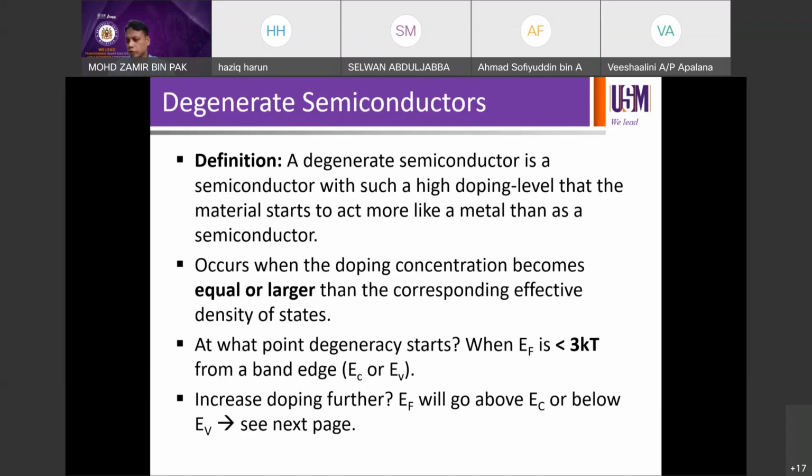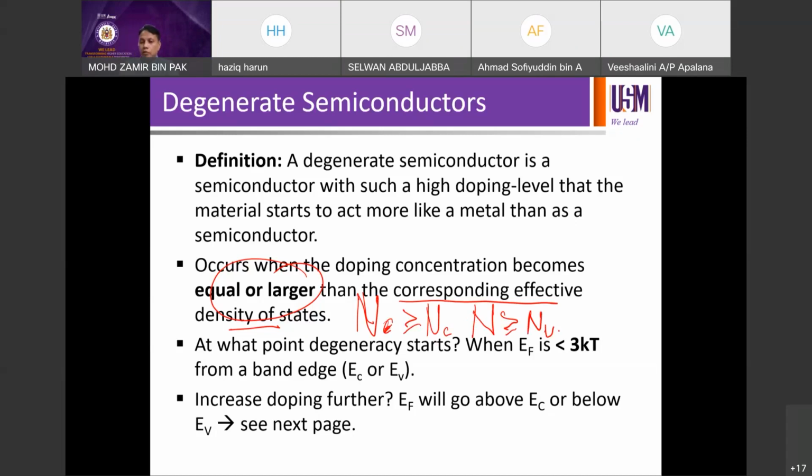And you can tell whether you have a degenerate semiconductor at hand if you know the doping level. If the doping level is equal to or more than the value of NC or NV, which is the corresponding effective density of states, then you already have a degenerate semiconductor.